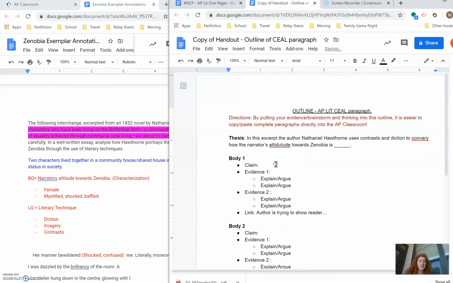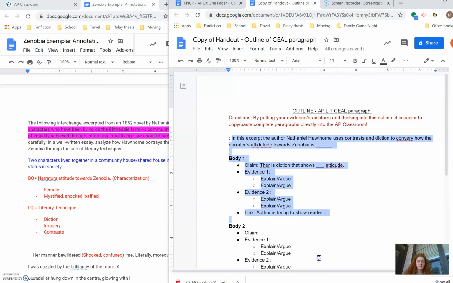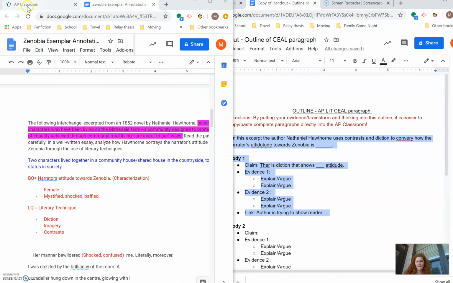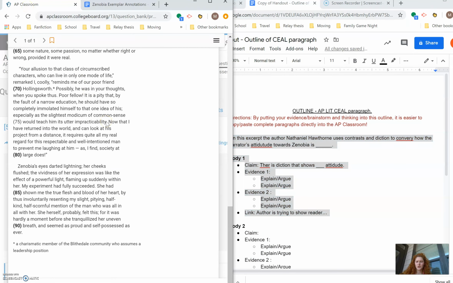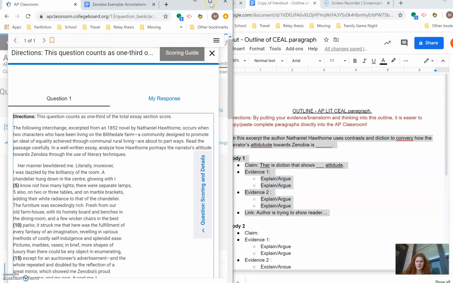And then you can continue on with your claim. There is diction that shows blank attitude, and then your piece of evidence, and then at least 2 sentences explaining it. And when you're done, you can literally delete these things, and then you just Control-C your writing, and you would move it over into the assignment.